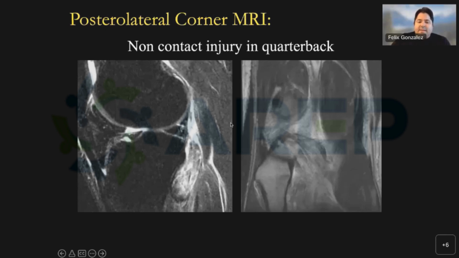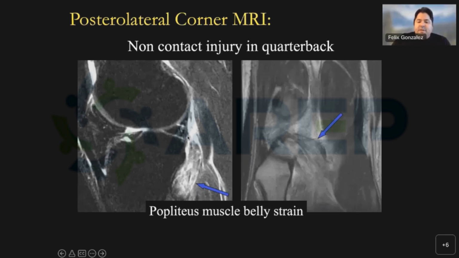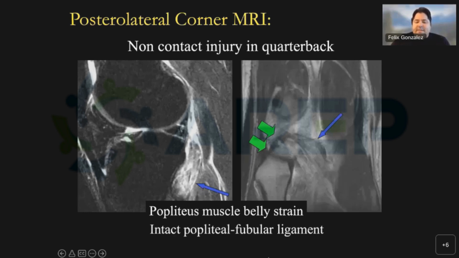This is a quarterback that presented with this injury where the popliteus muscle was completely torn and recessing posteriorly with a lot of extensive edema posteriorly. So you can have it as a non-contact injury. Usually it's a contact injury, but you can have it in this setting as well. This patient also had an intact popliteofibular ligament. You can see it over here. Even though the muscle is recessed, distally he had an intact ligament back here.